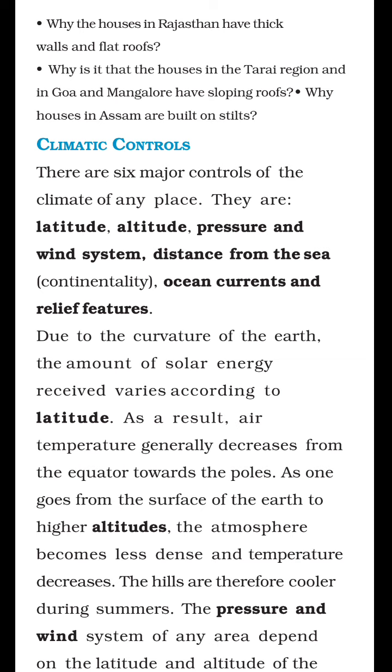Today we are going to see the climate controls, or the factors which control the climate. Here I am going to read the paragraph for you. There are 6 major controls of the climate of any place. They are latitude, altitude, pressure and wind system, distance from the sea, ocean currents, and relief features.